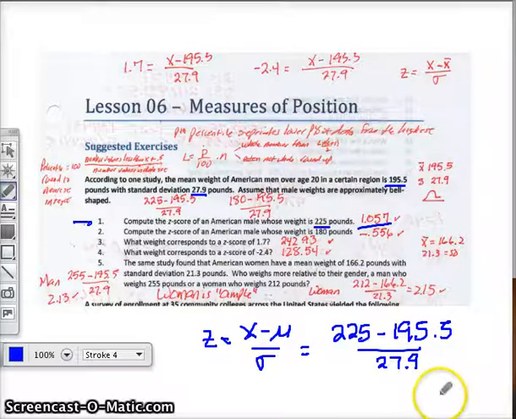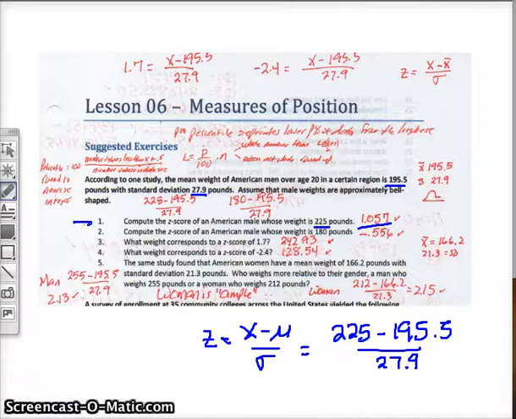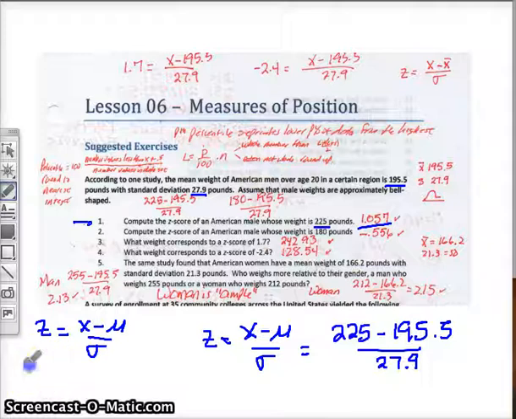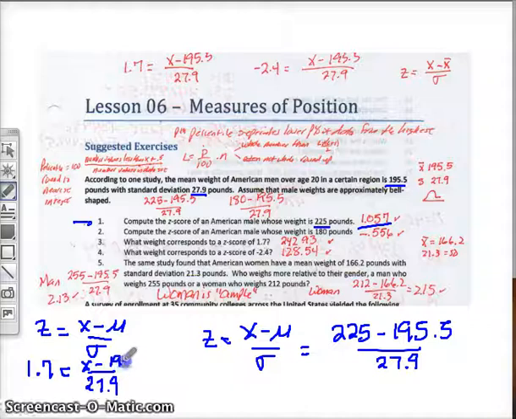All right, let's look at question number 3. What weight corresponds to a z-score of 1.7? You're just going to go z. Well, z is 1.7, and the standard deviation down here at the bottom was 27.9. We don't know the data value, but we know the mean.